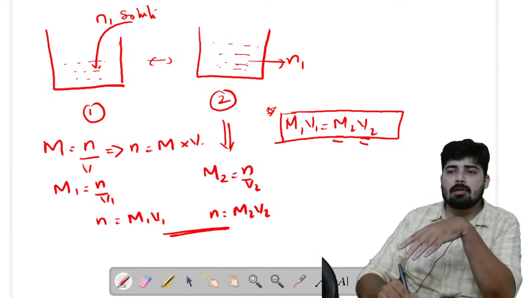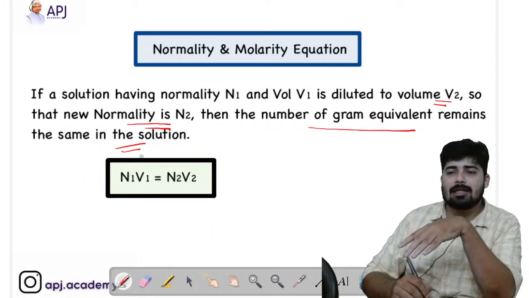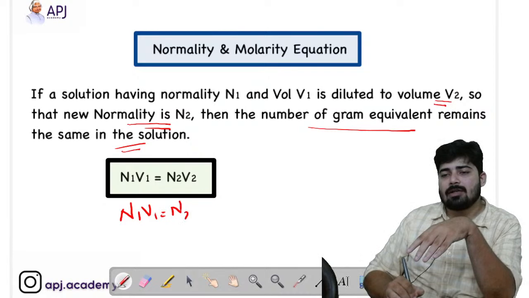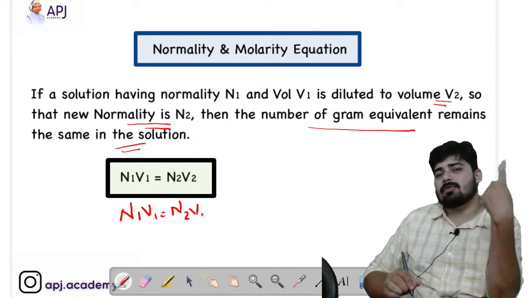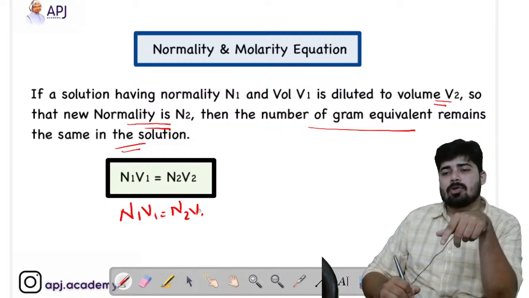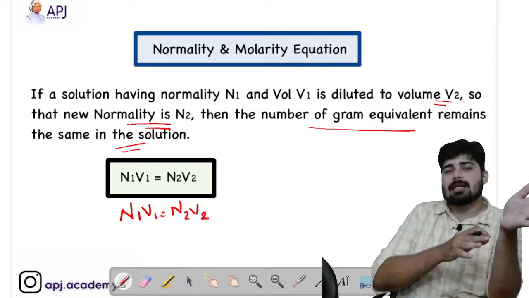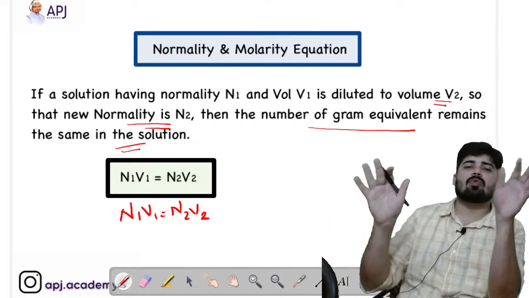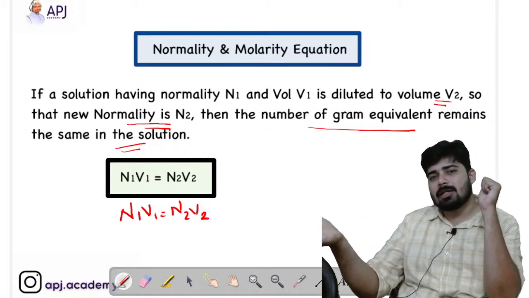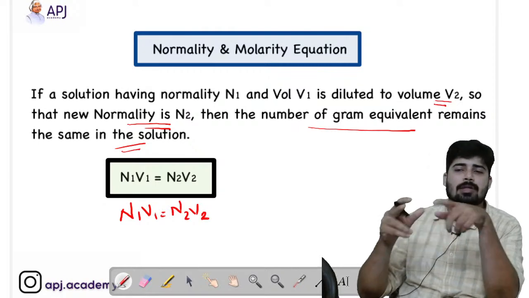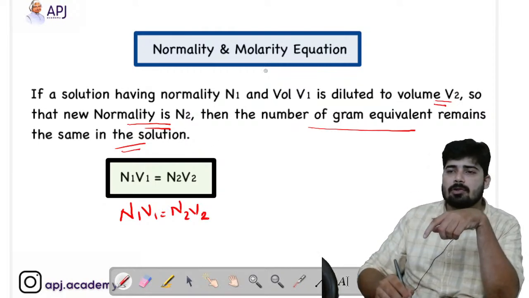Now, we will look into the previous slide. Similarly, like M1 V1 equal to M2 V2, you can also use N1 V1 equal to N2 V2. N1 V1 is the gram equivalents of the first container, and N2 V2 is the gram equivalents of the second container. The gram equivalents of the first and second containers will be the same, even if you add more water to the solution. It is similar to the number of moles, it will not change. So you can derive this equation and write it as N1 V1 is equal to N2 V2.